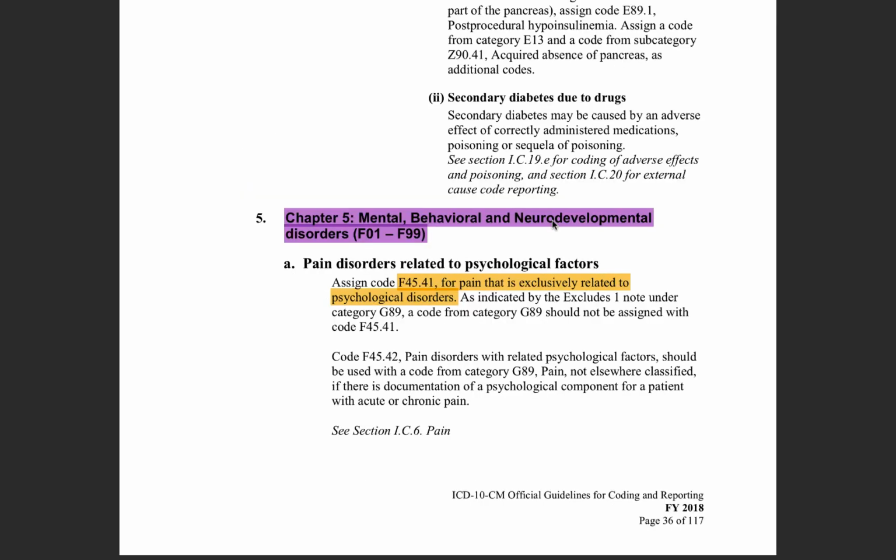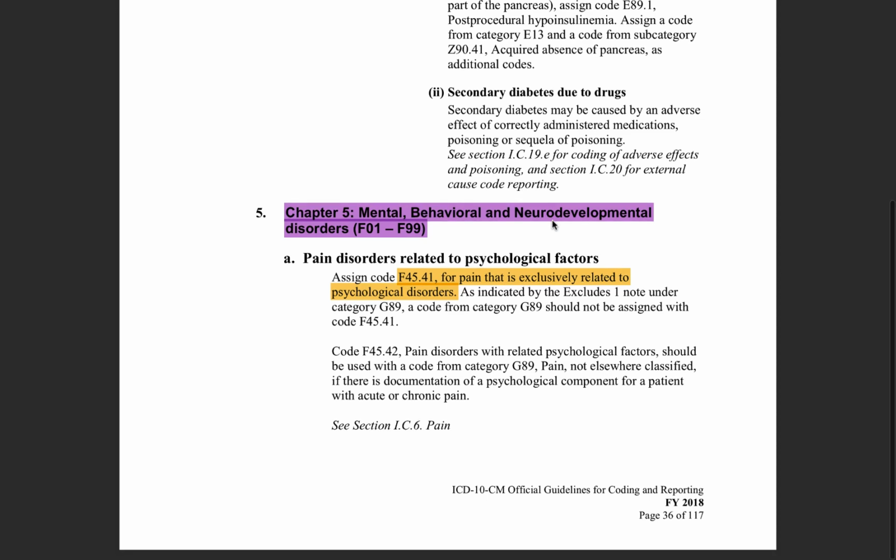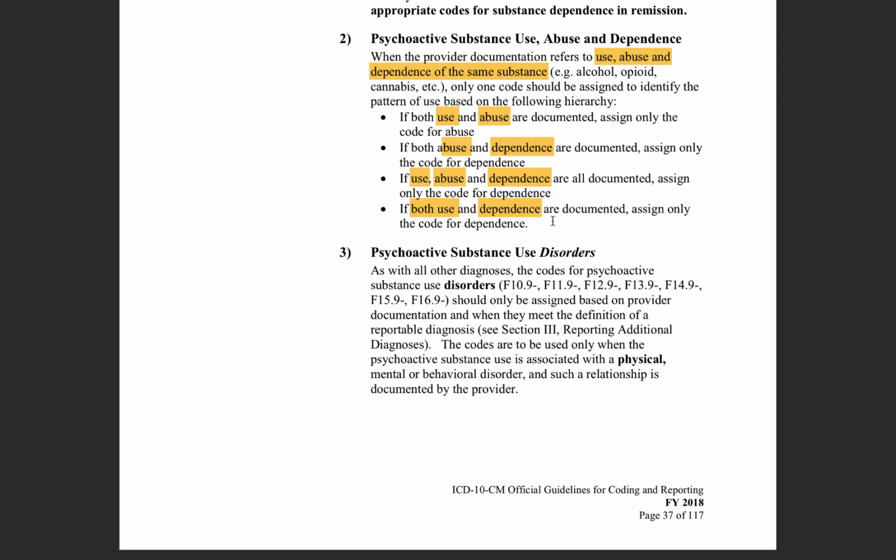Like I said, we're not going to go over every single guideline, but we are going to go over the main ones. So in Chapter 5 for mental, behavioral, and neurodevelopmental disorders, we're going to actually just look at 2 for psychoactive substance use, abuse, and dependence. This guideline is pretty important when the provider documentation refers to use, abuse, and dependence of the same substance, such as alcohol, opioid, or cannabis. Only one code should be assigned to identify the pattern, not all.